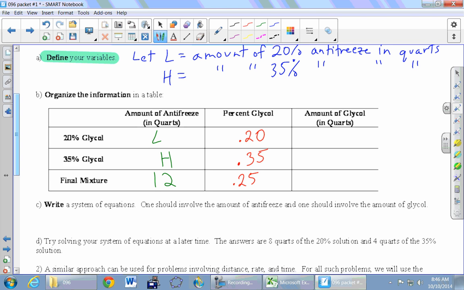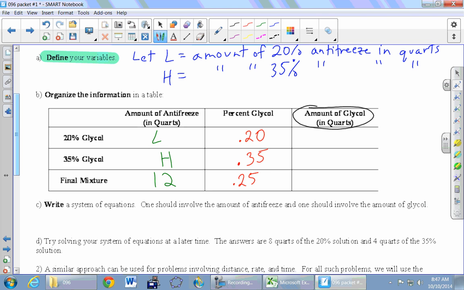I'm going to start in the bottom row. What I'm interested in here is the amount of glycol in quarts. Now remember, you imagine a bottle of antifreeze. Typically it's blue. Part of that antifreeze is this chemical called glycol, and the rest of it is just plain water, okay? So suppose that we look in the bottom row. We know we want 12 quarts altogether, 12 quarts in the bottle, some of which is the chemical, the rest of which is water. What we're saying here is that out of that 12 quarts, exactly 25% of it is the chemical, all right? 25% of this 12-quart bottle is the chemical, and the other 75% is water.